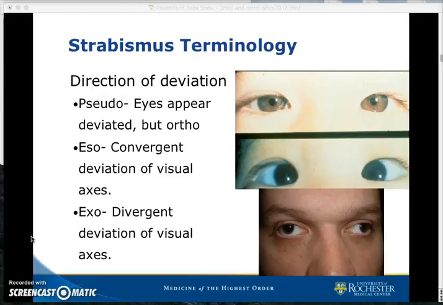The second way we can use terminology to help us with strabismus is by direction of deviation. A patient can have a pseudo deviation, which is the top picture here. The eyes appear like they're crossing, but they're truly straight. If you see the corneal reflex, they're similarly placed in both eyes. The middle picture is an esodeviation. It's a convergent deviation of the visual axes. The eyes are crossing in. And the bottom picture is an exodeviation, which is a divergent deviation of the visual axes. The eyes turn out. Again, these can be phorias or tropias, constant or intermittent.